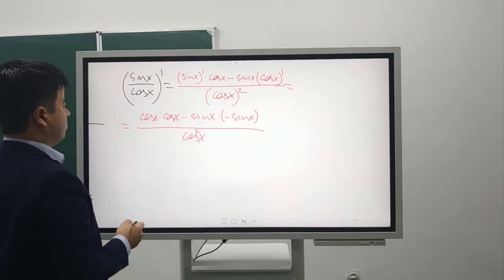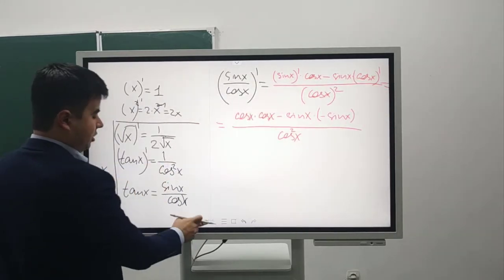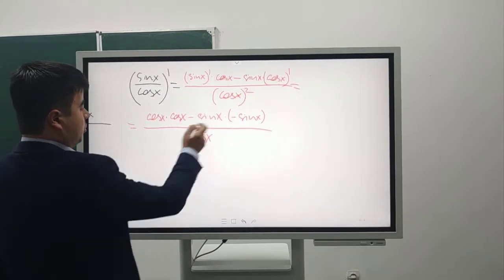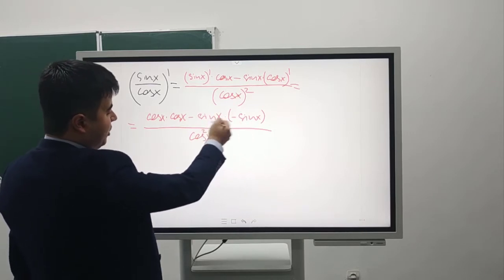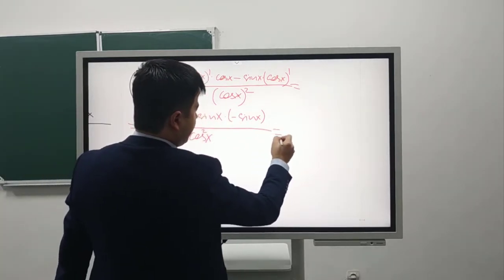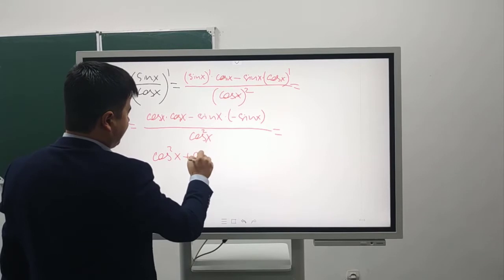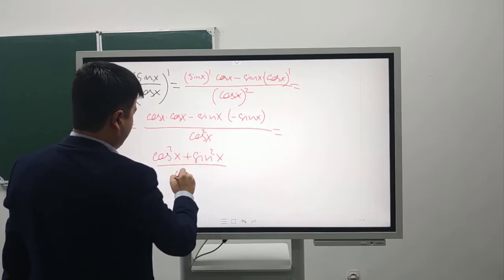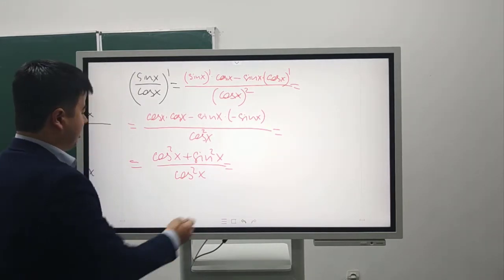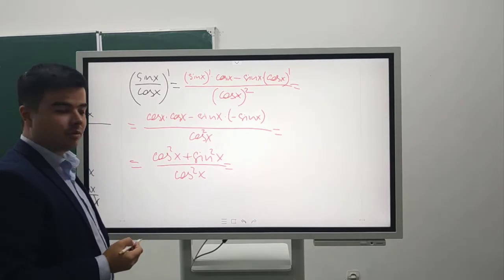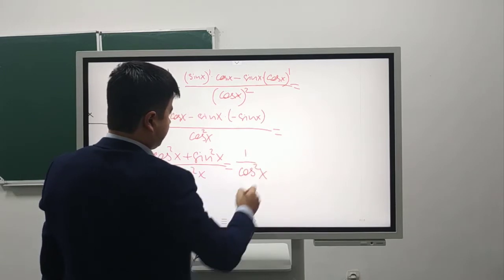So now we need to get this one, 1 over cosine squared x. So how to get? Look here, cosine squared x minus sine times minus, so it is plus sine squared x equals cosine squared x plus sine squared x over cosine squared x. Using the main identity of trigonometry, here we get 1 in numerator. So this is just 1 over cosine squared x.